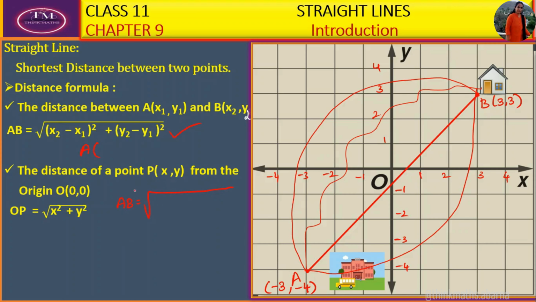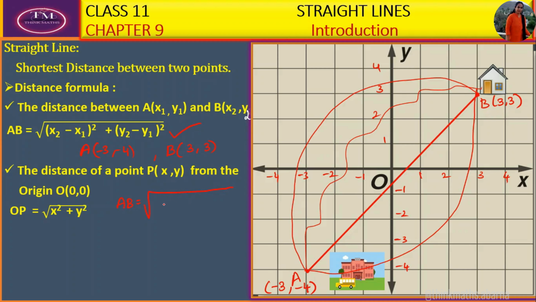A is (-3, -4) and B is (3, 3). So this is x1, y1 and this is x2, y2. Here, no need to get confused about whether x2 or x1 should come first. You can even write (x1 - x2) whole square plus (y1 - y2) whole square, because as it has the power 2, whether you get negative or positive, it will turn into positive. So you just have to find the difference of the x coordinates squared plus the difference of the y coordinates squared.